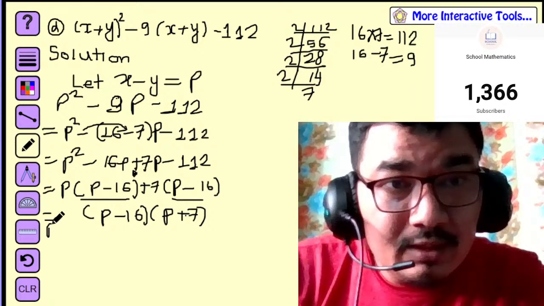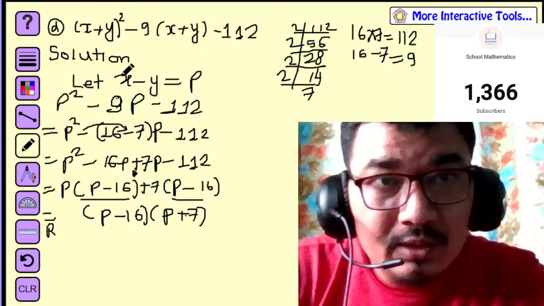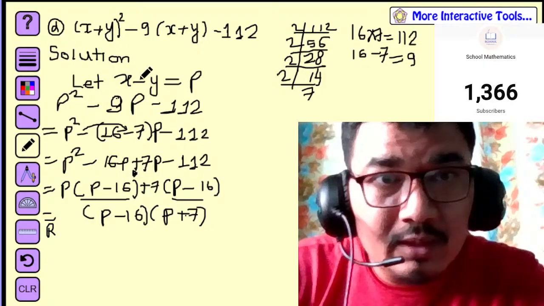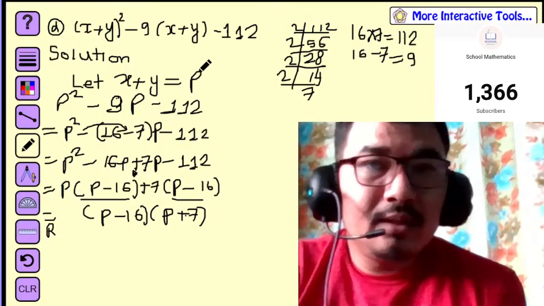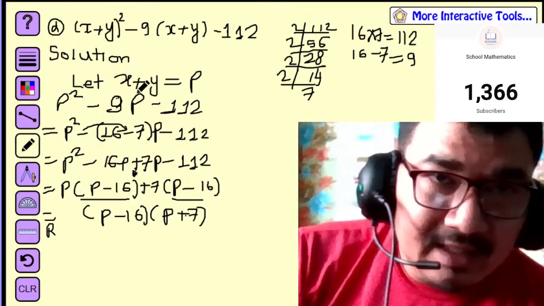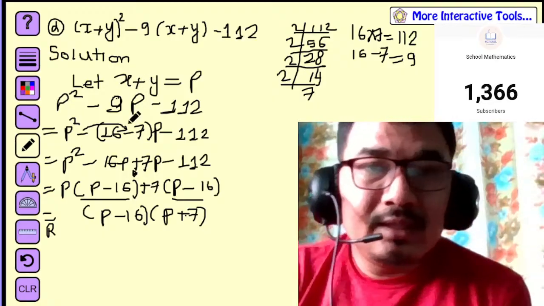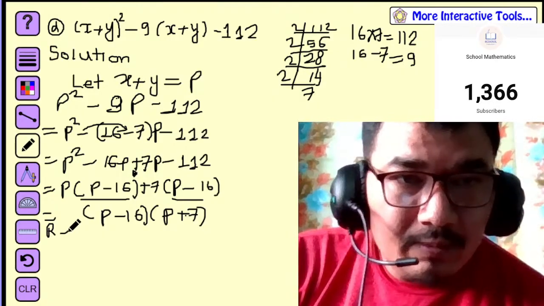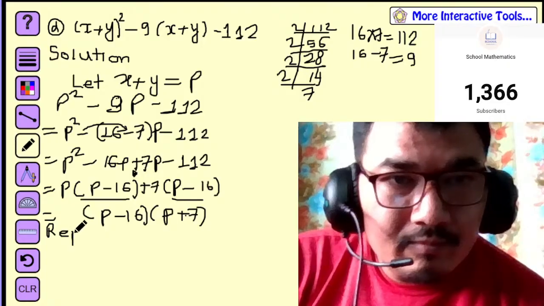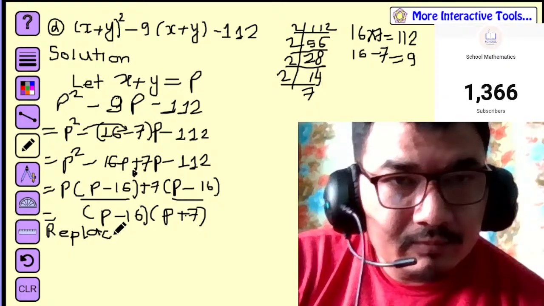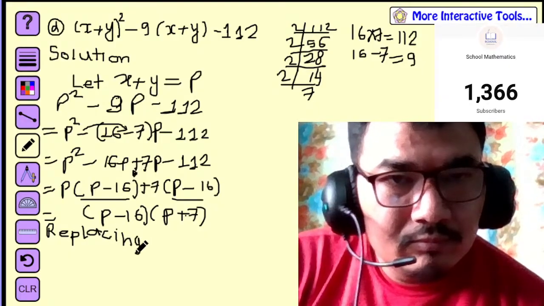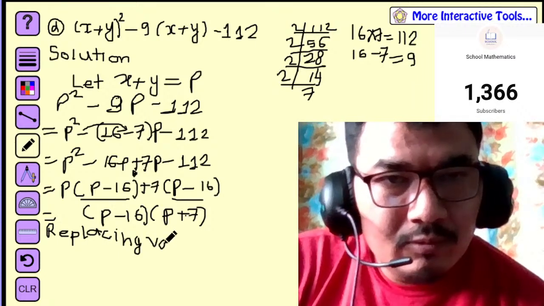After this we are replacing the values of p, because we supposed it. This is x plus y, not minus y. Children, this x plus y we have supposed p, not the minus. This is x plus y, right? Now right here we are replacing the value of p.